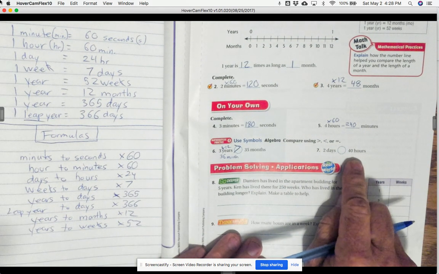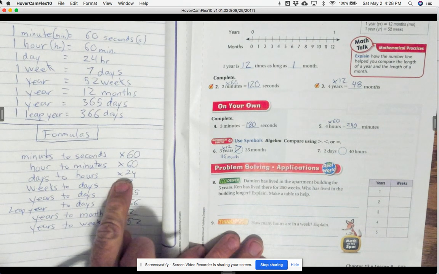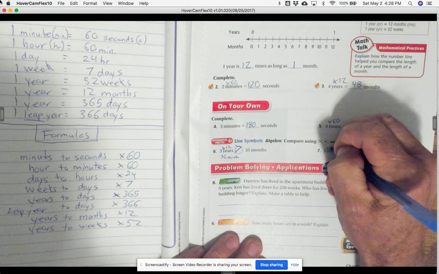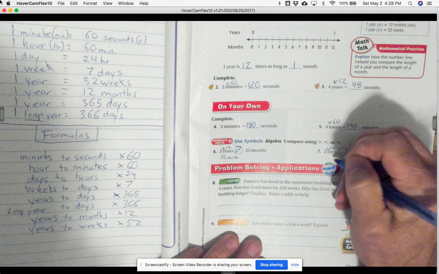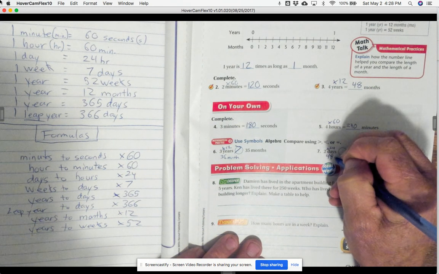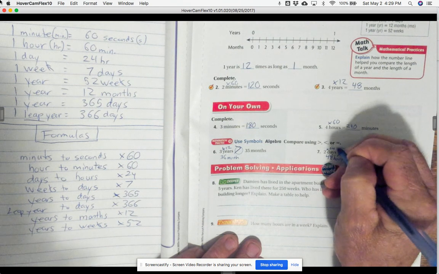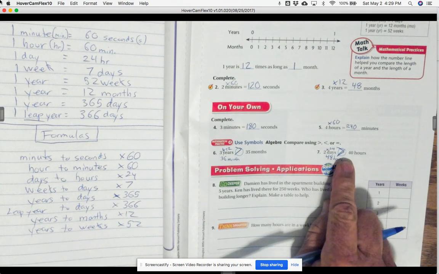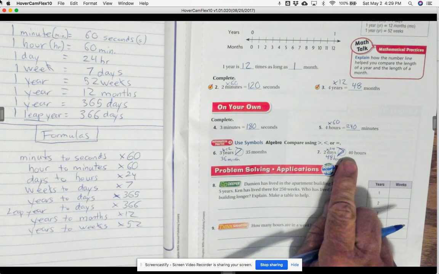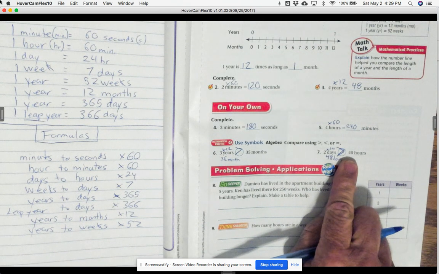Days to hours. Let's see, days to hours times 24. 24 plus 24 is 48 hours. 48 hours is definitely larger or greater than 40 hours.